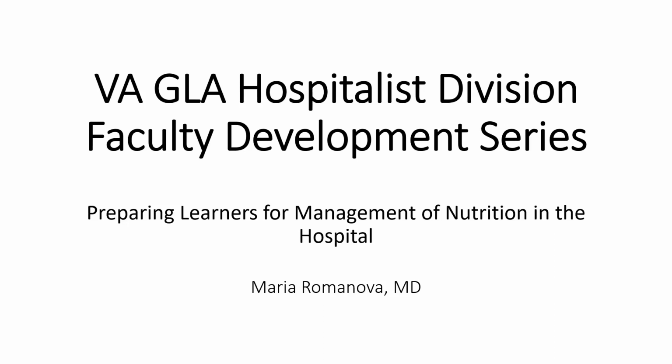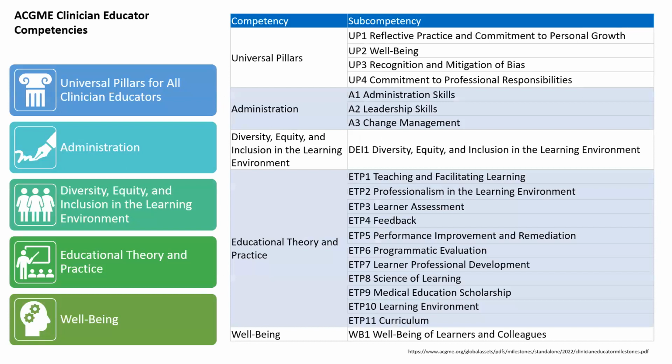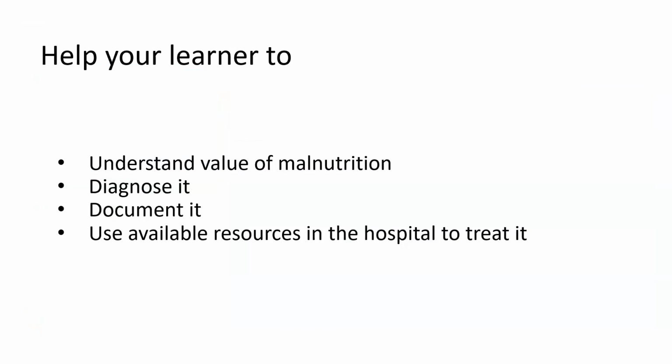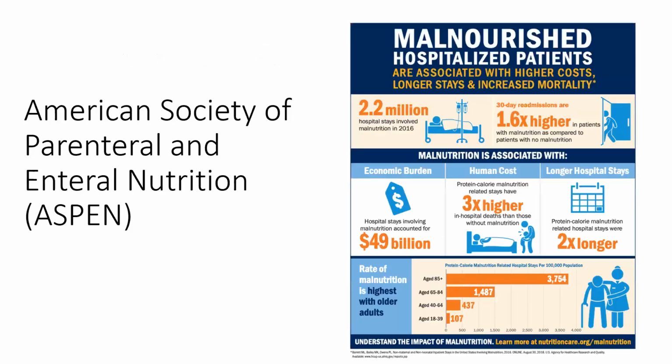This lesson is on preparing learners for management of nutrition in the hospital. On ACGME Clinical Educator Competency, it falls into ETP1, Teaching and Facilitating Learning, or ETP7, Learning Professional Development. I hope to help your learner to understand the value of malnutrition, to diagnose it, document it, and use all available resources in the hospital to address it.